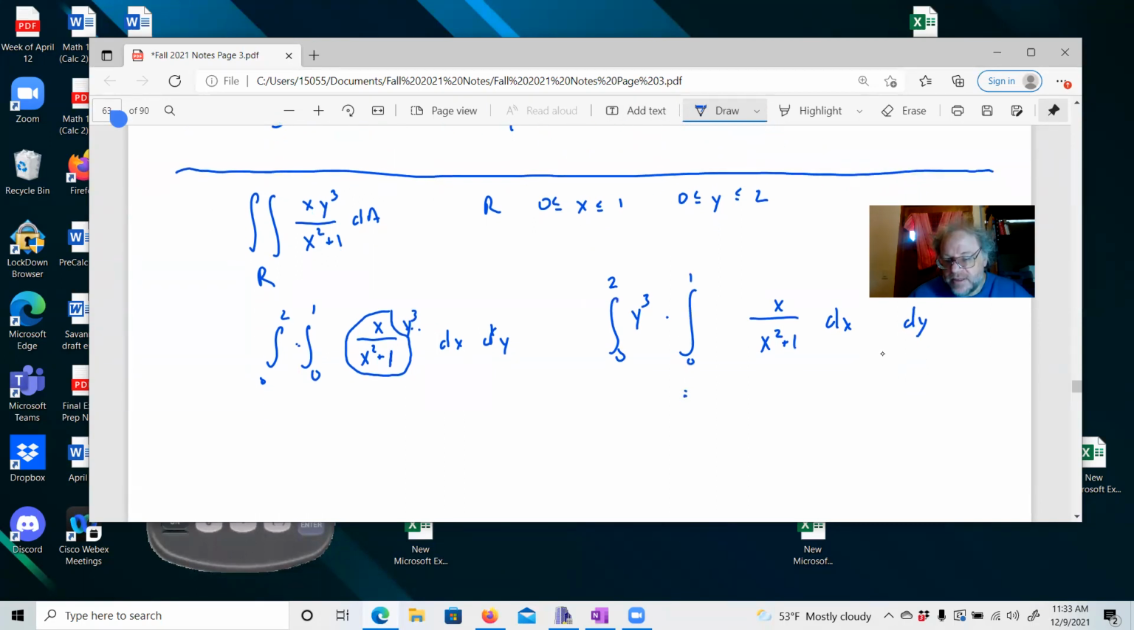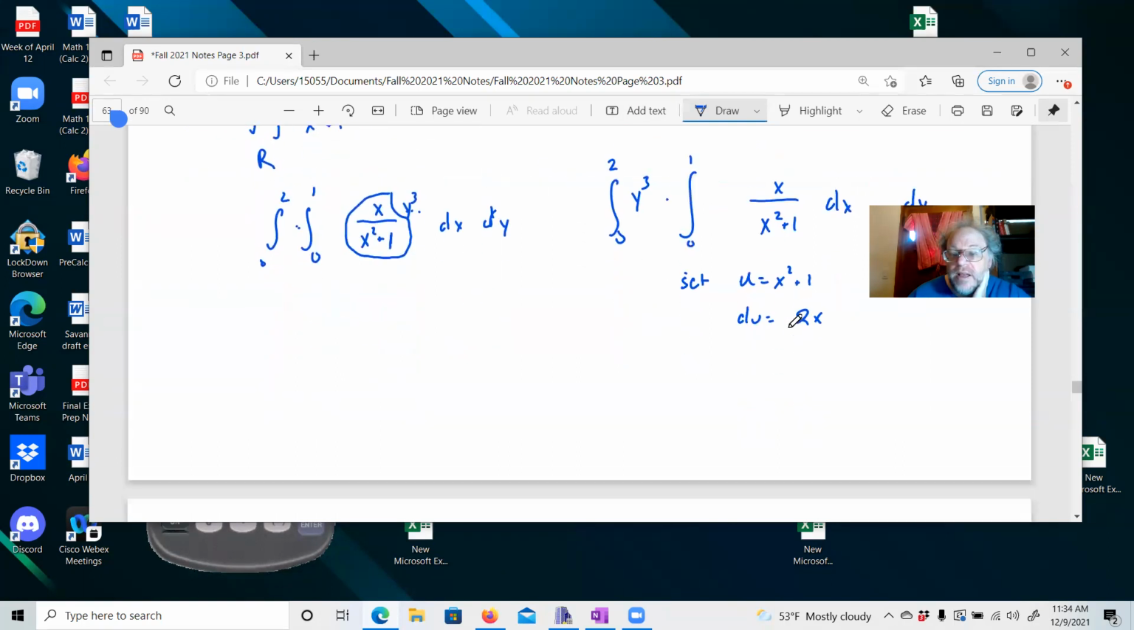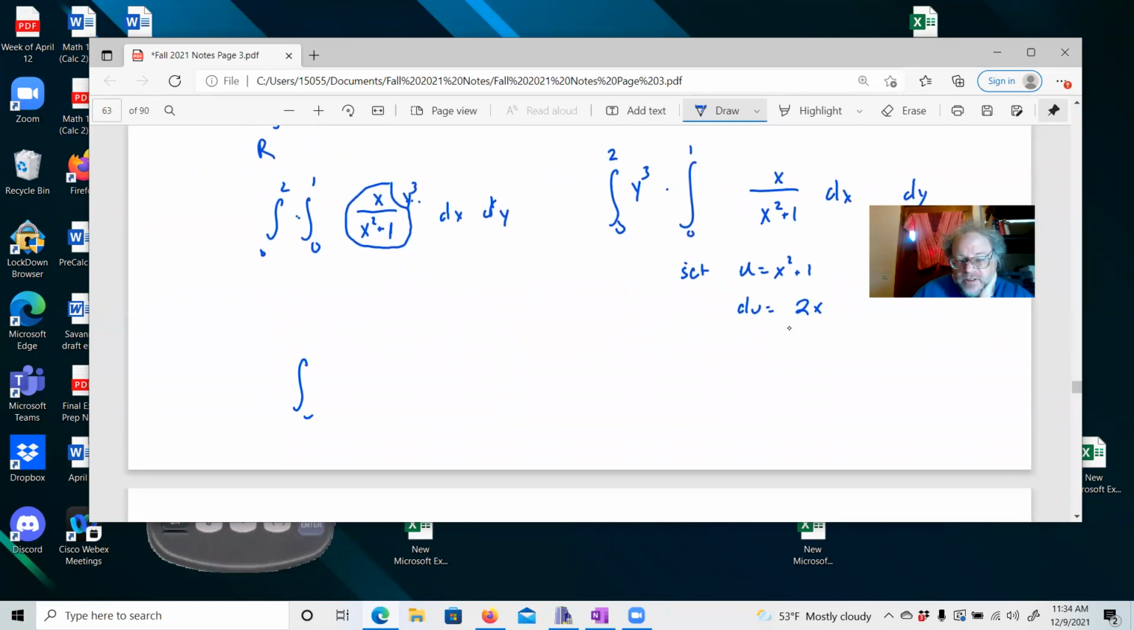Because we can set u equal to x squared plus 1. du would be 2x. Okay, and we have a 2x to deal with. Well, we don't have a 2, but we can fix that. So we're going to have 0 to 2 y cubed, 0 to 1, and here I have my x. I set this to be u. What I'm going to do is put a 2 and a 2 here. So now look at that, I got a du. I'm just going to move that to the end because the integral doesn't care about the 2. Let's move that through.